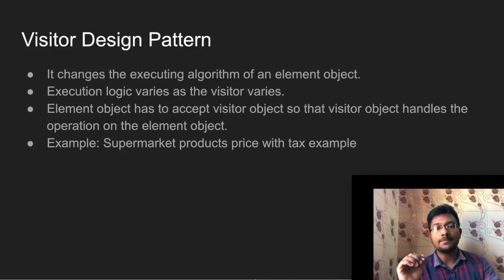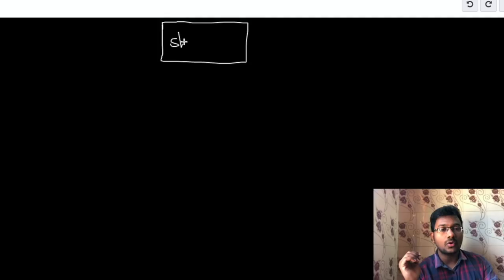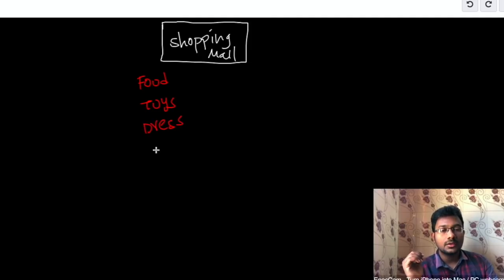Before discussing the principles, we will try to explain this visitor design pattern using some real life example. I am taking a shopping mall example. Let us consider this is a shopping mall. In a shopping mall, we can buy many kinds of products. For example, we can buy food products, toys, dress, and food utensils. So these are the four categories of products that we can buy in a shopping mall.